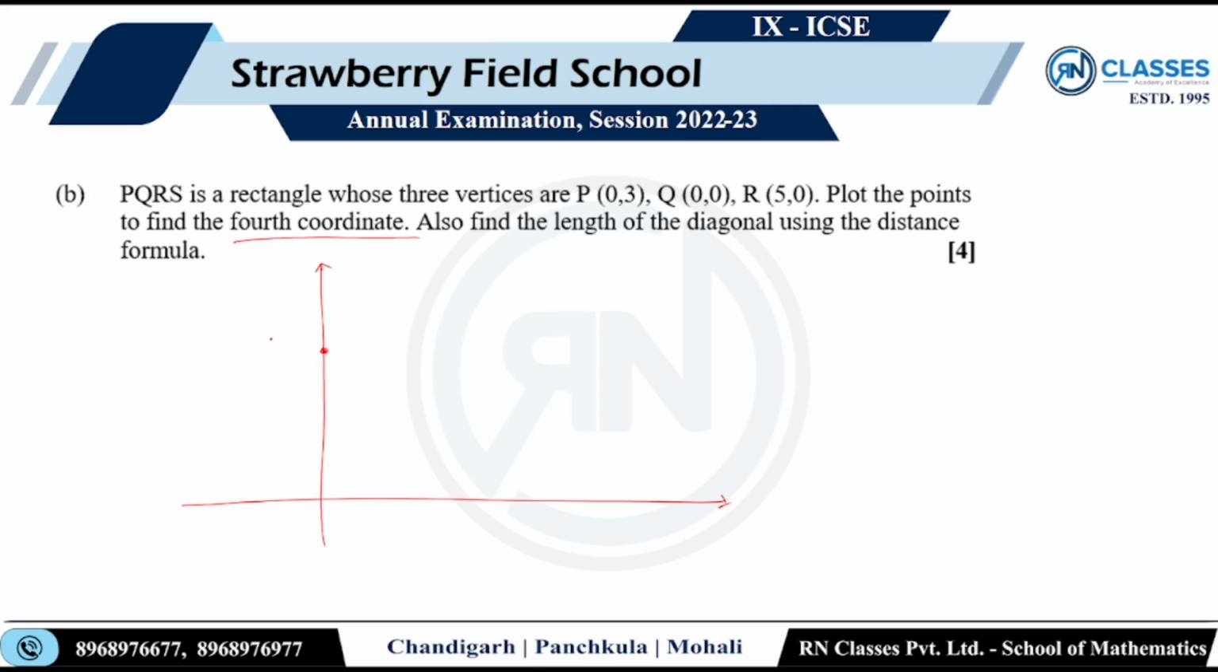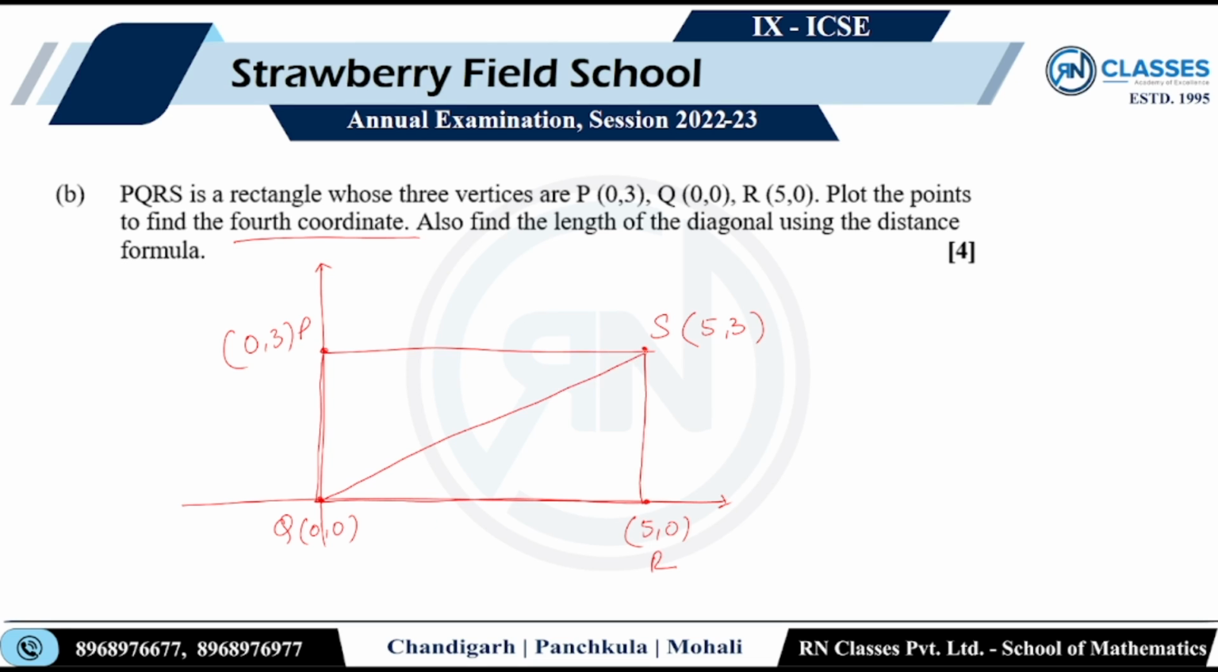0,3 somewhere here. This will give me P. Q is 0,0. Of course, it goes to the origin, and this comes out to be 5,0. This is R. So I know, ग्राफ में आप ध्यान से देखोगे यहां पे आएगा पॉइंट. So this is the rectangle we were talking about. इसके coordinates, of course, PQR, this will be S, 5,3.